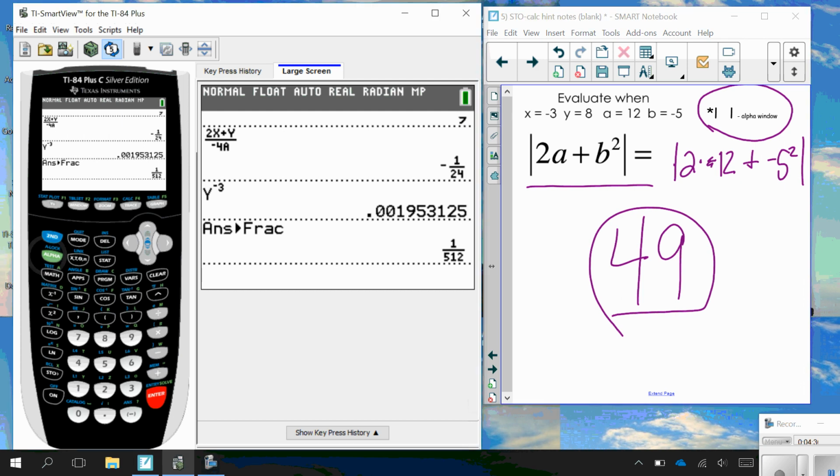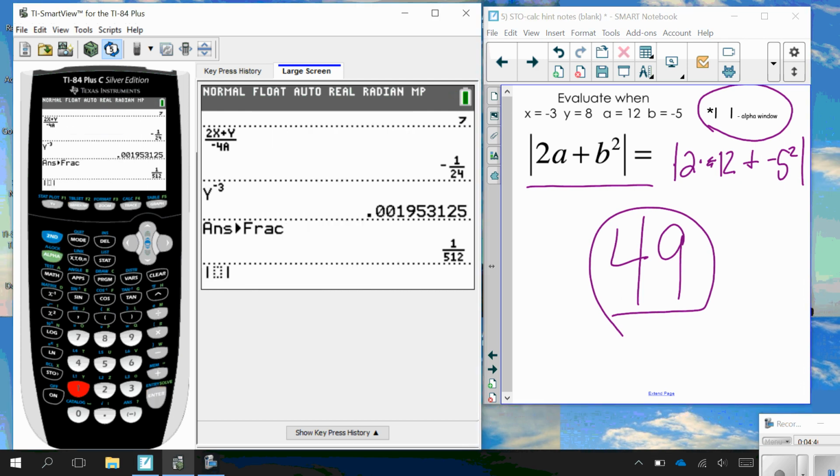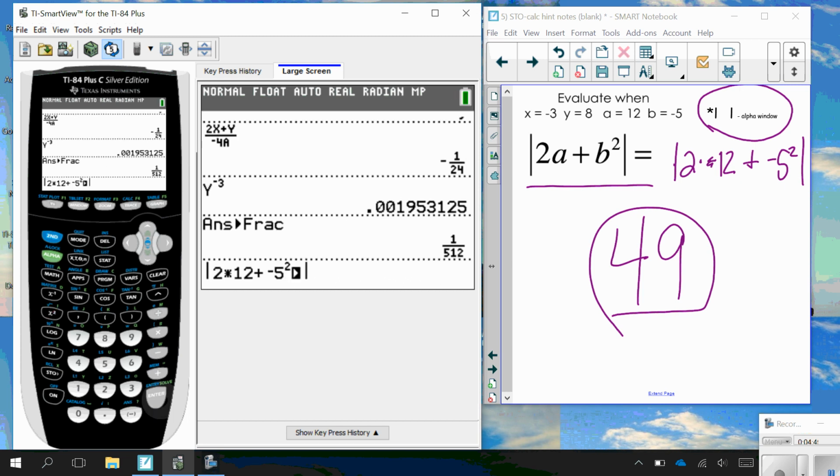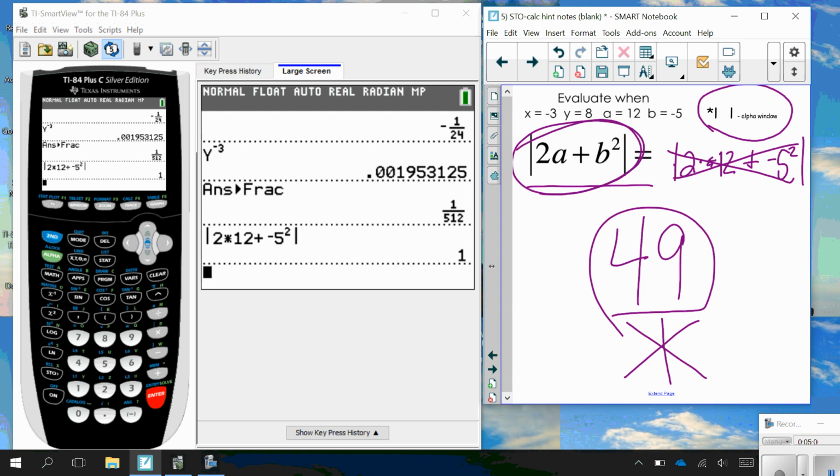If I just typed in 2 times 12 plus -5², I get 1. And that is not correct. That's why it's important to store these numbers, and when you plug it into the calculator, we have to use the letters 2a plus b squared.